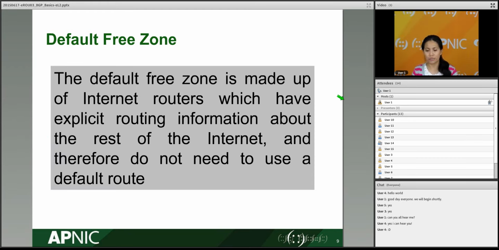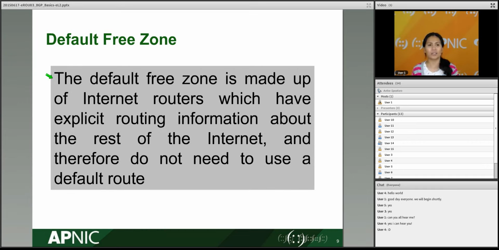Now another one is default free zone, or DFZ. Default free zone is made up of internet routers which have explicit routing information about the rest of the internet. So anyone can do this as long as you have information of all the routes going to every network on the internet, then you can be considered a default free zone. Usually we tend to believe that if you're a tier 1 or tier 2 ISP, you're a default free zone. Yes, in most cases you are, but you don't have to be a tier 1 or 2 to become a DFZ.